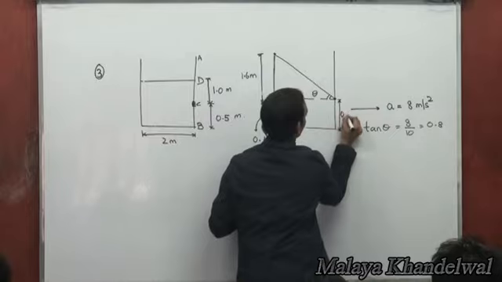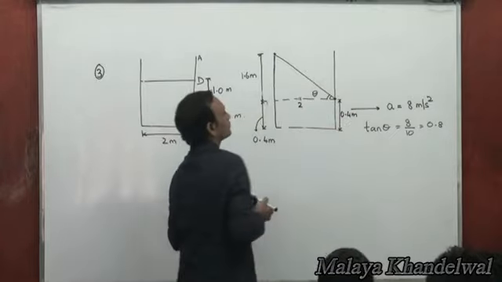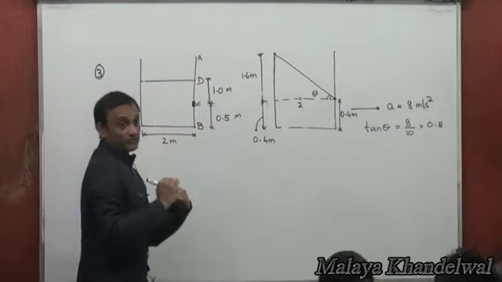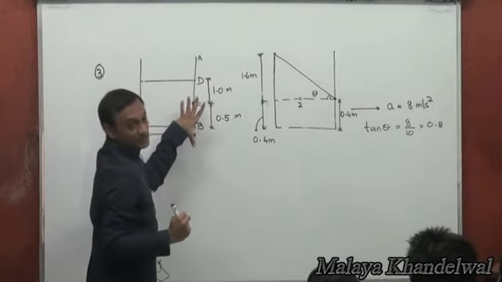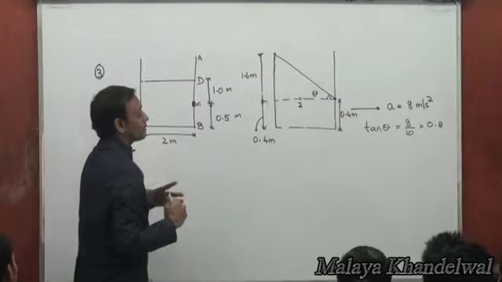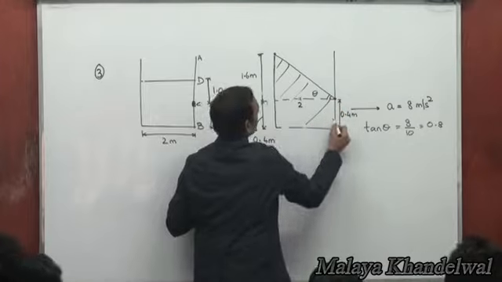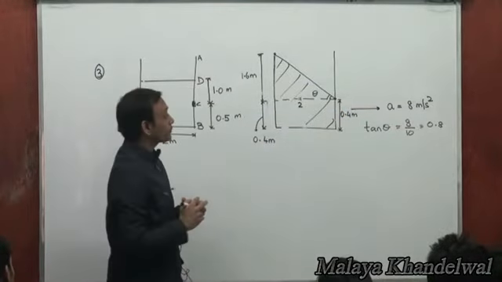This will also be 0.4 meters, which is below C, which obviously is below C because C is 0.5 meters above the ground. Now, this is the water in the container.